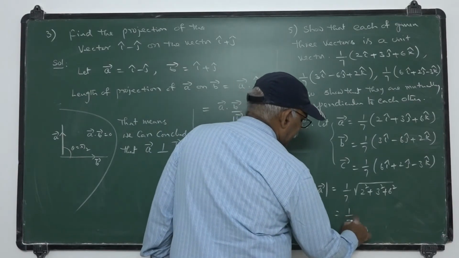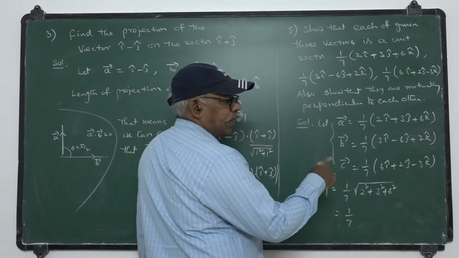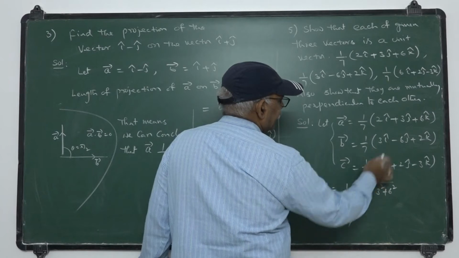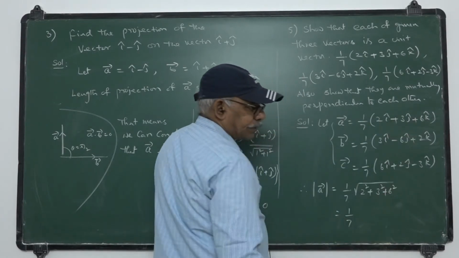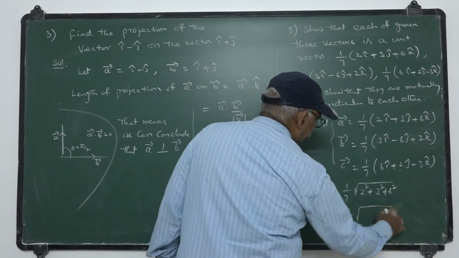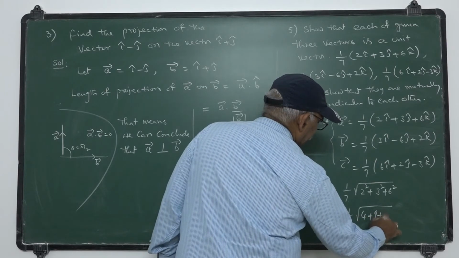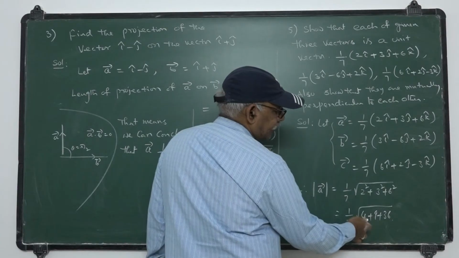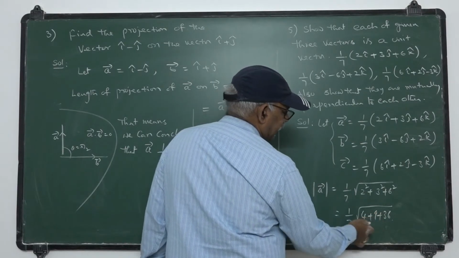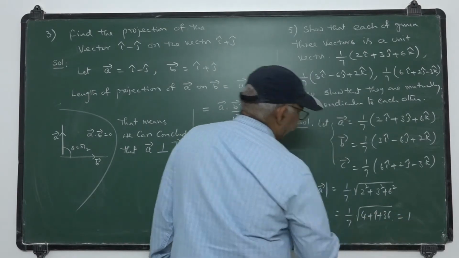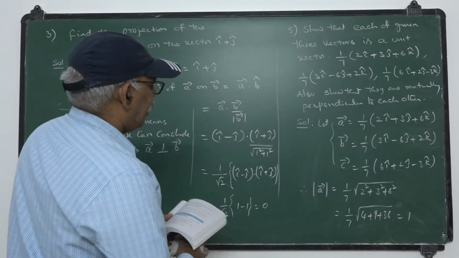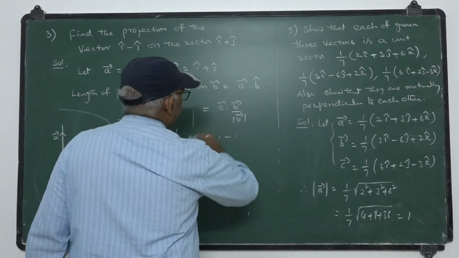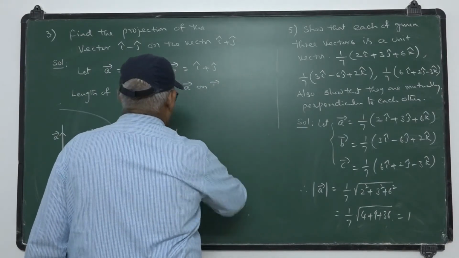So you can write the magnitude of that vector as 1 by 7 into the square root of i coefficient square, j coefficient square, k coefficient square, which is 4 plus 9 plus 36. Clearly this is 49, root 49 is 7. 7 by 7 is 1. The magnitude of A bar is 1. Similarly, show that the magnitude of B bar is 1. The magnitude of C bar is also 1.